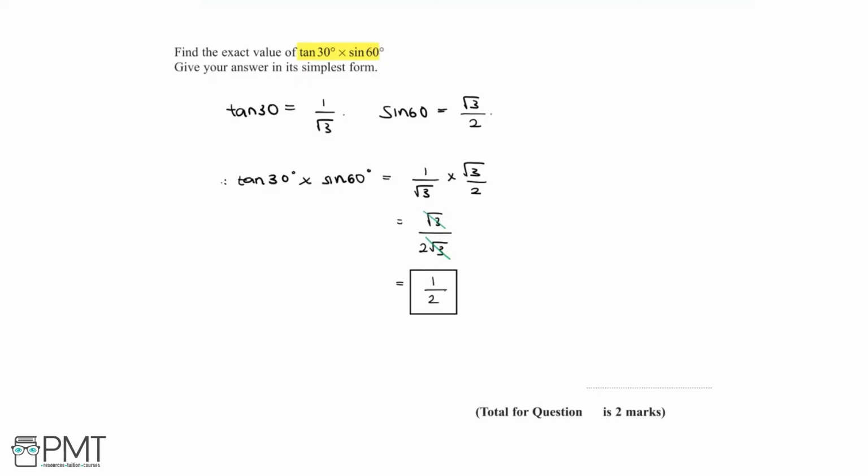And so we've now found that the exact value of tan 30 multiplied by sine 60 is equal to 1 over 2, which we can write down in our answer box below. Now this question is worth 2 marks. We get the 1st mark for a process to find 1 over root 3 multiplied by root 3 over 2. And we get the 2nd mark for getting the correct and final answer of 1 over 2, allowing us to get the full 2 marks needed in this question.